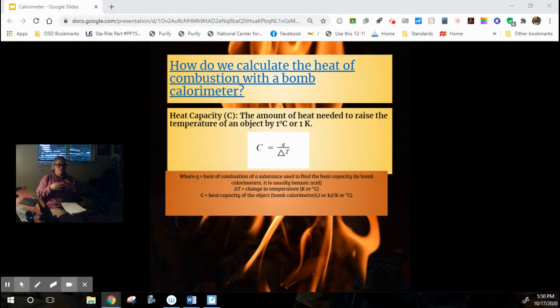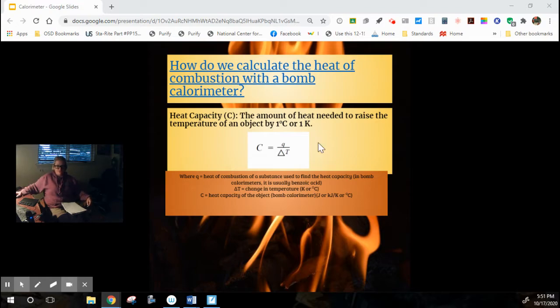So when we're doing bomb calorimeter problems, we have to take into consideration how much heat is being absorbed by the outside shell of the calorimeter itself. And to do that, we have to make this calculation called heat capacity. The heat capacity is defined as the amount of heat needed to raise the temperature of an object by 1 degree Celsius or 1 Kelvin.